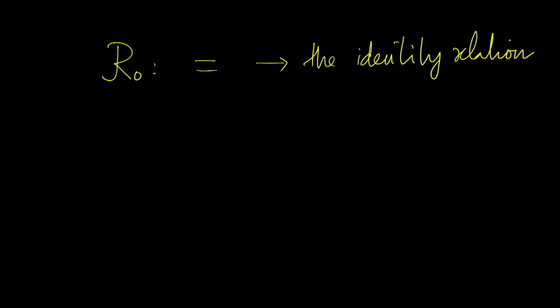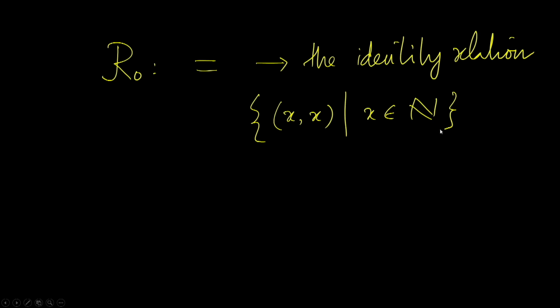R naught maps the equality symbol to the identity relation, which consists of pairs of the form XX. So, this way we interpret all the symbols, function symbols and predicate symbols of the language. So, this interpretation is called the standard model.